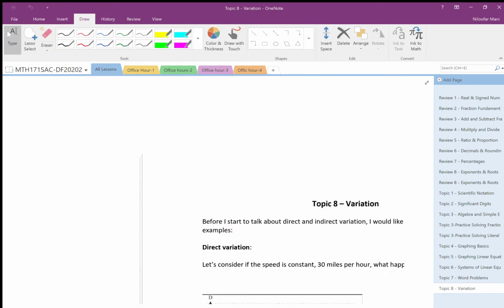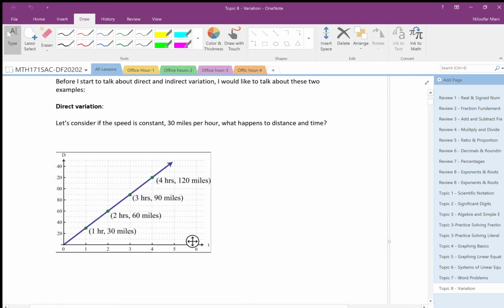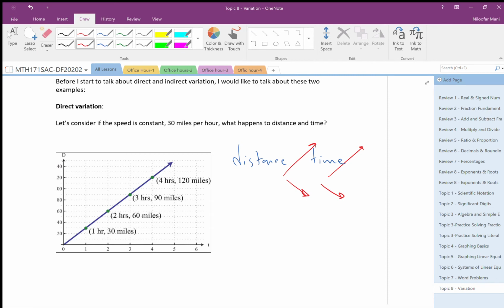So I have distance and time. I can write it this way. Distance and time, both are changing the same. So both of them are increasing, or both of them are decreasing. For example, if I go for less time, of course the distance is less.